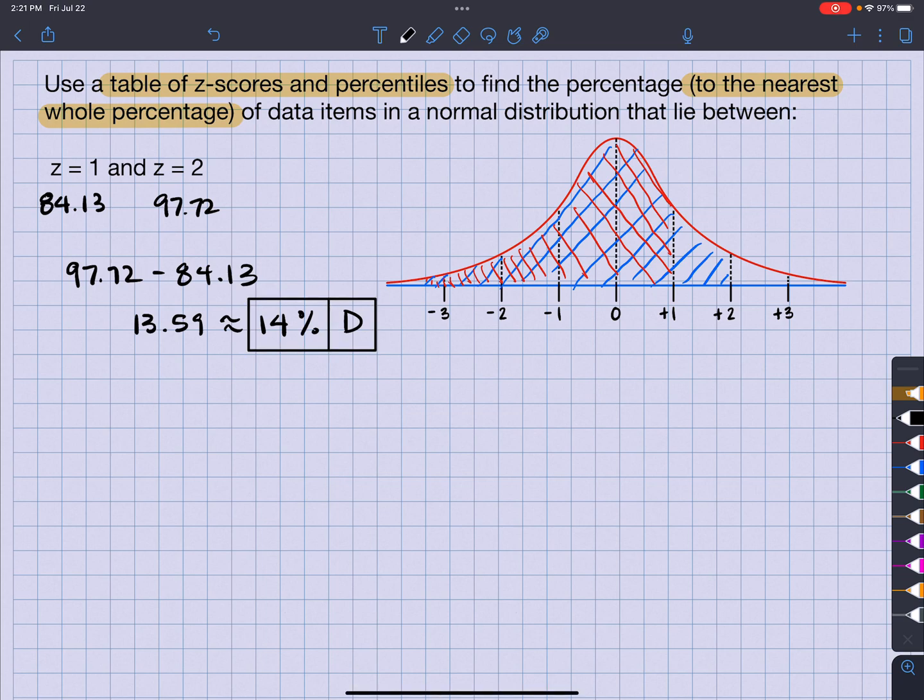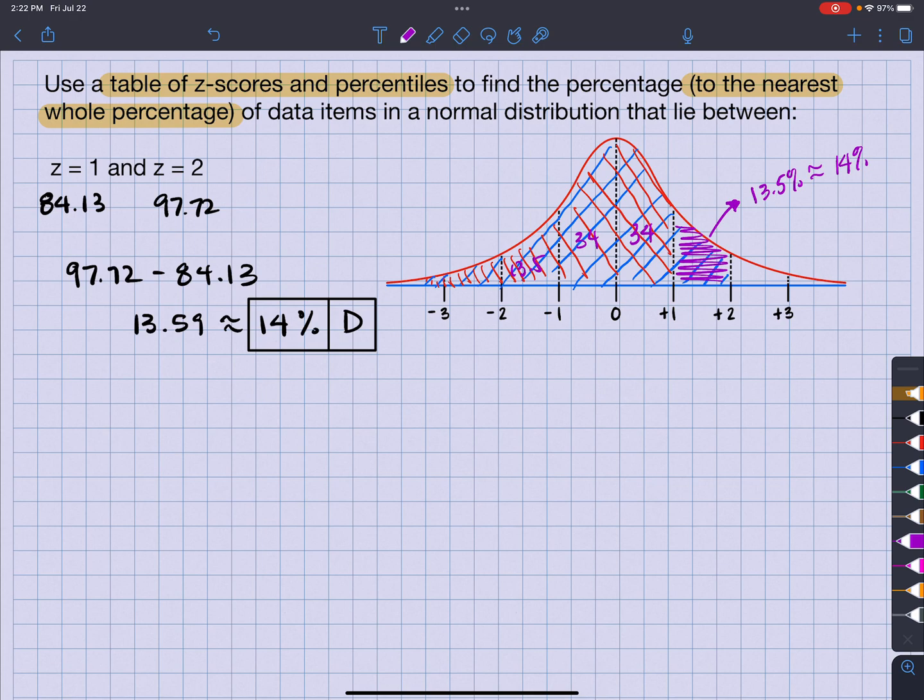Now, how else could we do this? Well, since we're looking for the area in between these two, we already calculated and showed that the percentage under this curve is approximately 13.5%, which rounded to the nearest whole percentage would also be 14%. Because we know that this is 34, this is 34, this is 13.5. So we already kind of predetermined that, and we know we can calculate that.